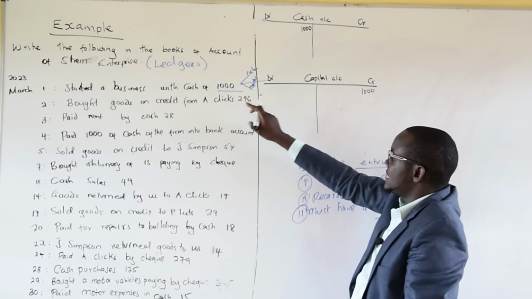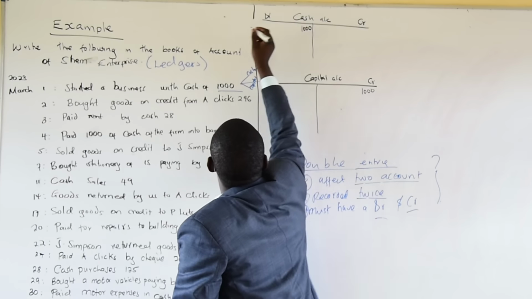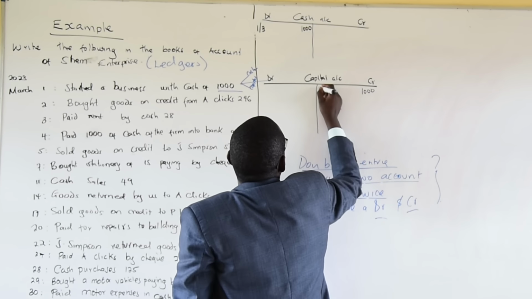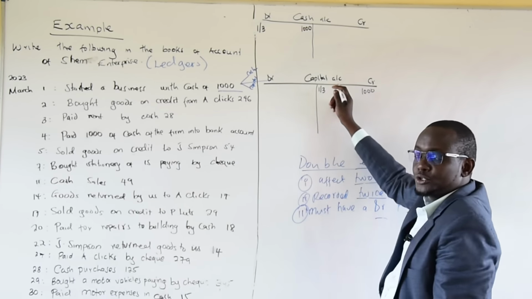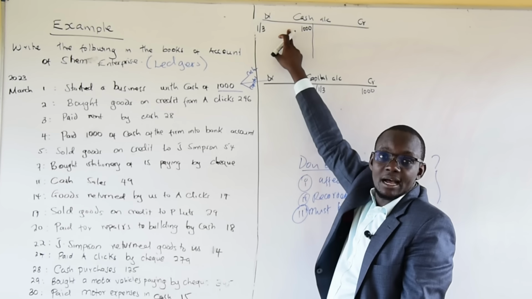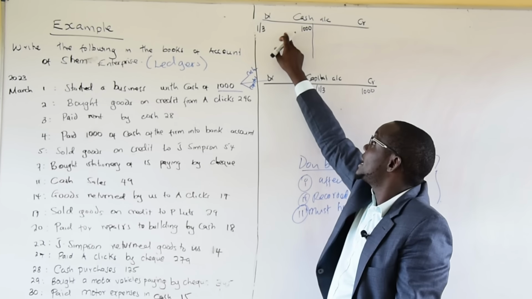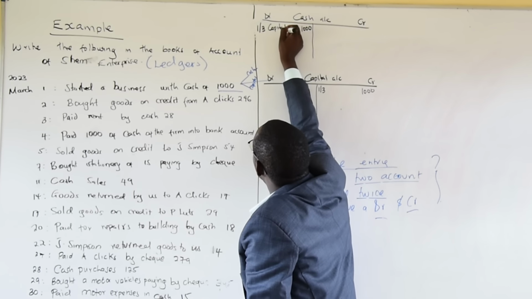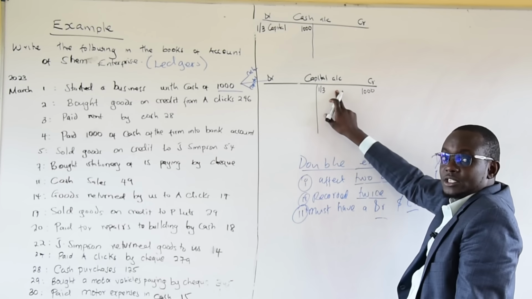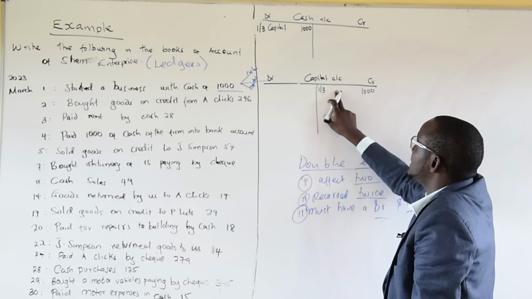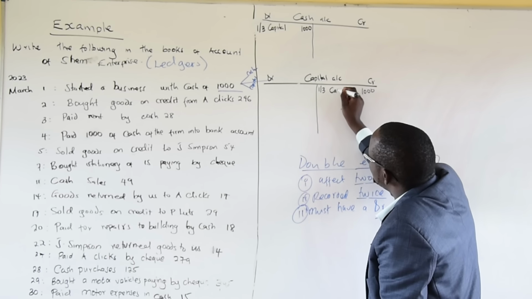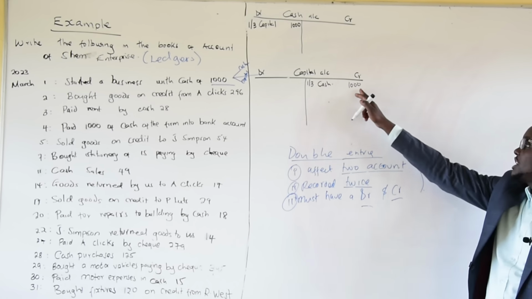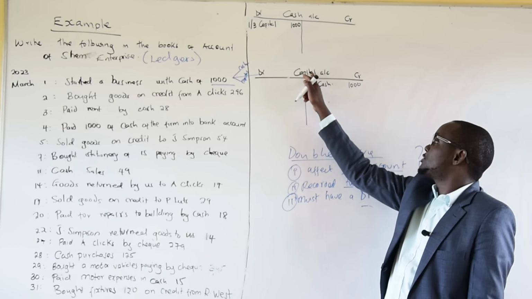So I need to narrate. The date here is 1st of March. So I write 1-3. I need to show this money, where did it come from? This money came from capital. I need to show this money that was taken from capital, where it went. This money went to cash. So we have here cash. We have 1,000 here credited to capital account.